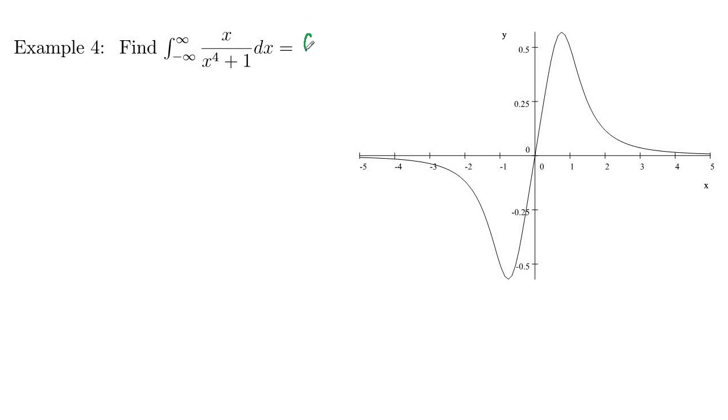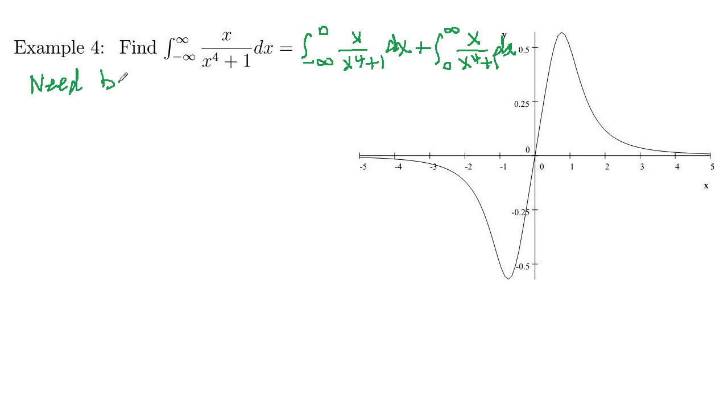integral up to the integral from negative infinity to 0 of x over x to the fourth plus 1 dx plus the integral from 0 to infinity of x over x to the fourth plus 1 dx. And then in order to get an answer for the integral that we're looking at, we need both pieces here, integral negative infinity to 0 and 0 to infinity. We need both of those to be finite.